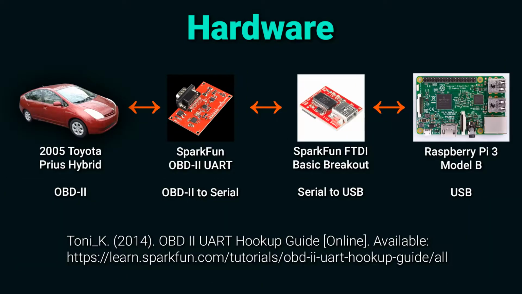So here's the big picture of how the system works together. The car's CAN bus is connected to the UART via the OBD2 connector. The UART contains a chipset that converts the CAN messaging protocol to standard RS-232 serial communication. The FTDI board provides serial communication over USB to the Raspberry Pi. Altogether, this system allows software running on the Raspberry Pi to freely send and receive data from the CAN bus.